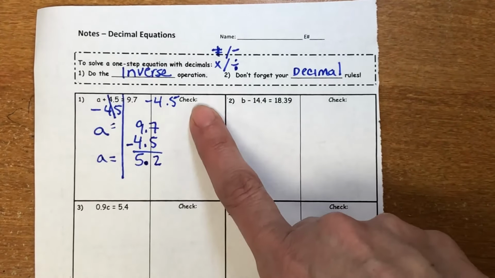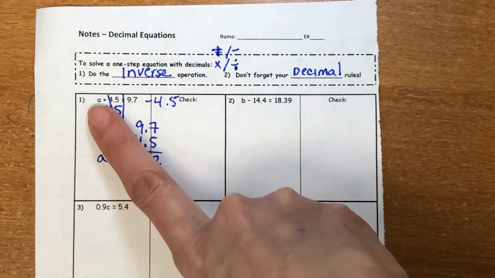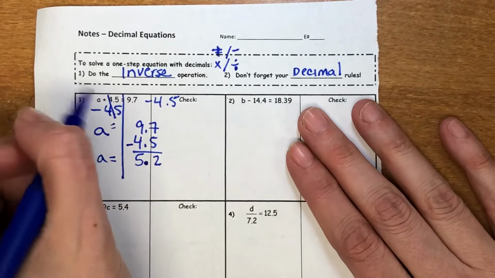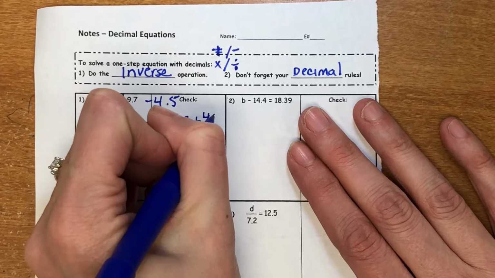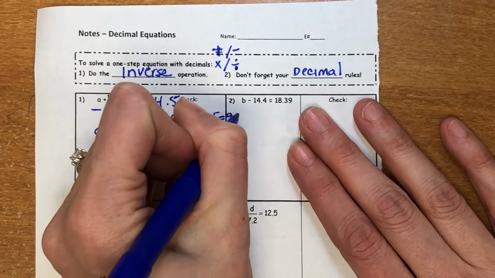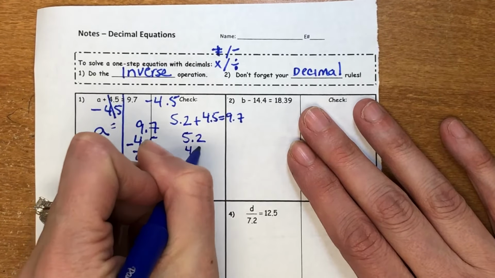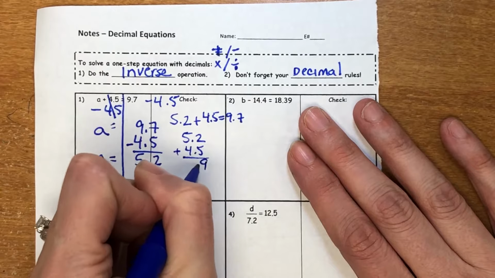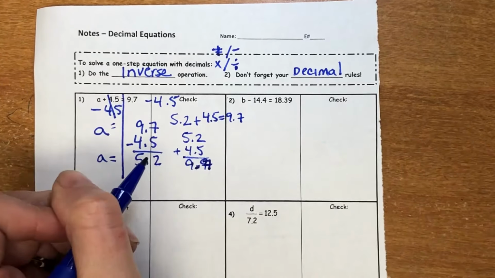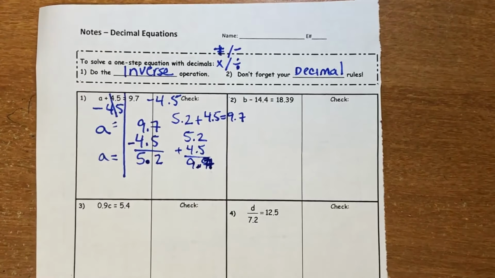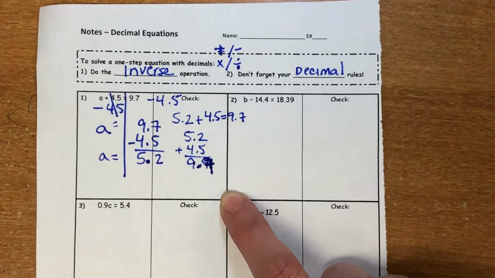I can also check this. I take my solution and substitute it where my variable is. So if I do 5 2/10 plus 4 5/10, that's going to equal 9 7/10. Again, line up my decimals. And again, that's going to check. That's a 7, 9 7/10, and that is going to work. So that's checked, okay?